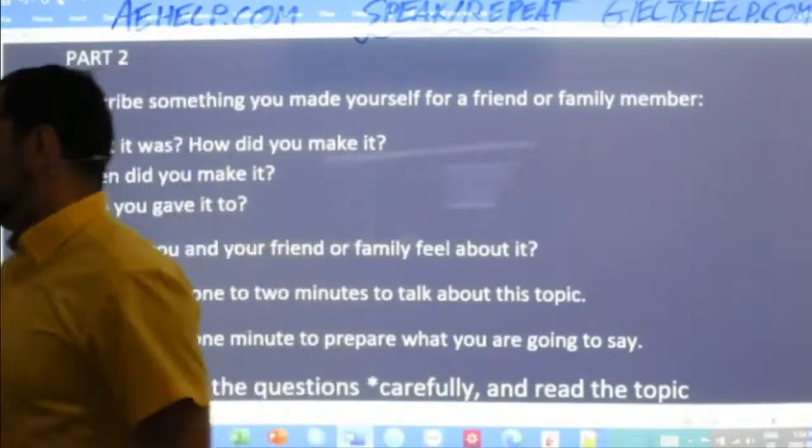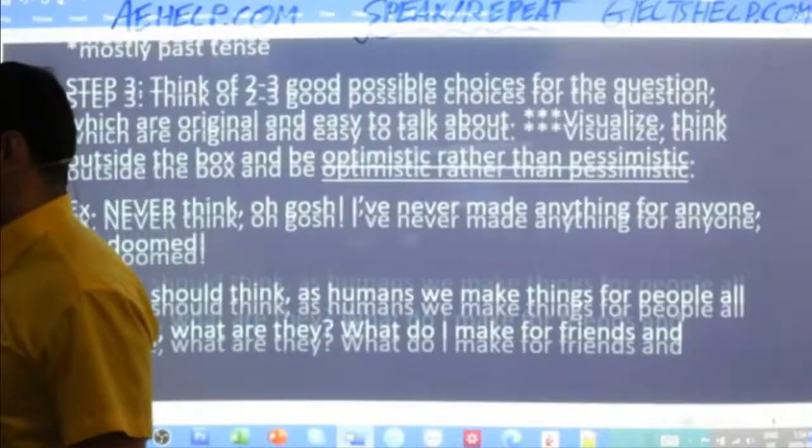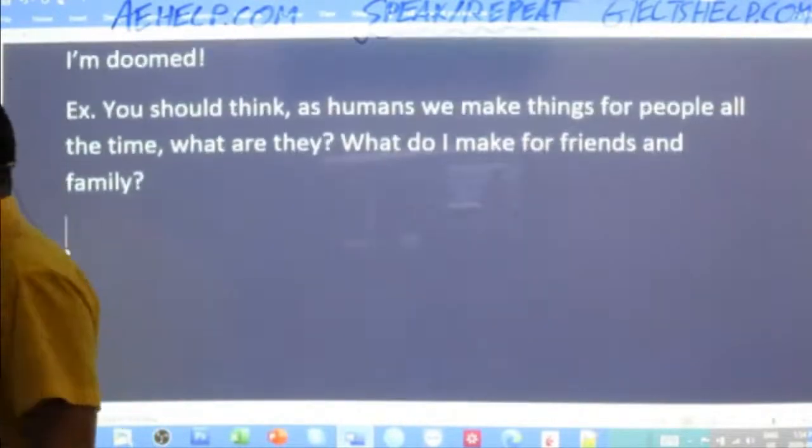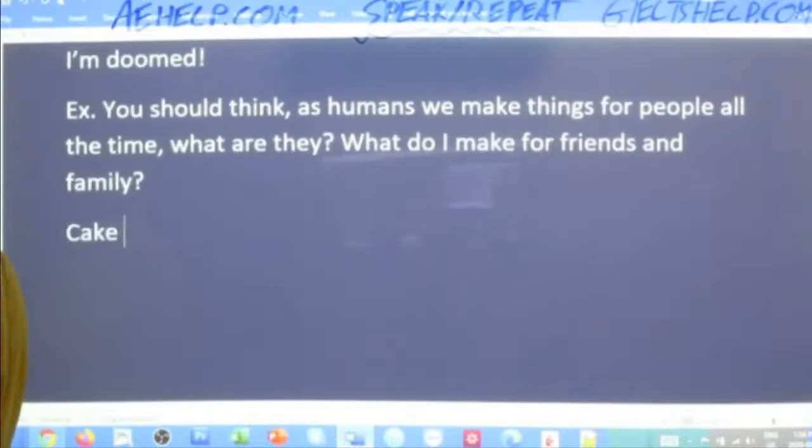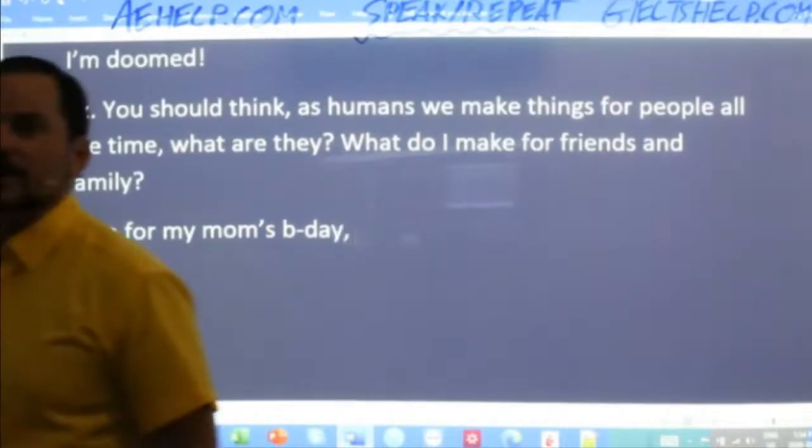Yeah, Carolina, a cake for my mother's birthday. Why not? Of course, food. We often make food for friends and family. So a cake for my mom's birthday. Sure. Yeah, that's a good one, Carolina.